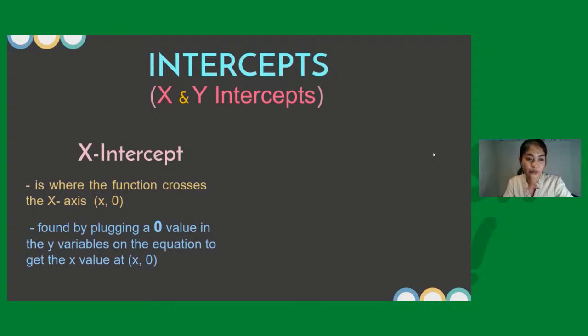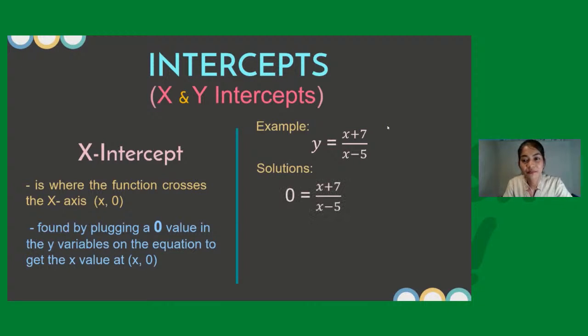So we have a note here. We can find the x-intercept by plugging in 0 for the y variable in the equation. On the other hand, for the y-intercept, we have an example. So for our example, y is equal to (x plus 7) all over (x minus 5). The solution will be this one.